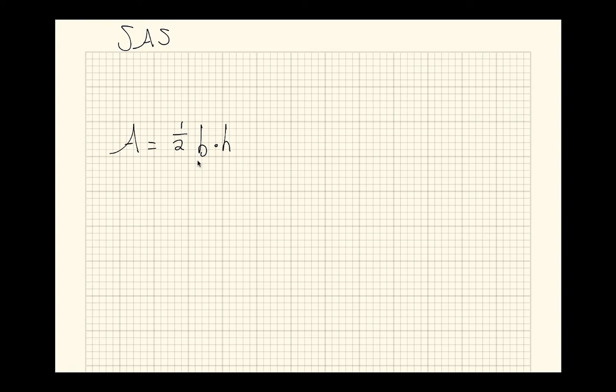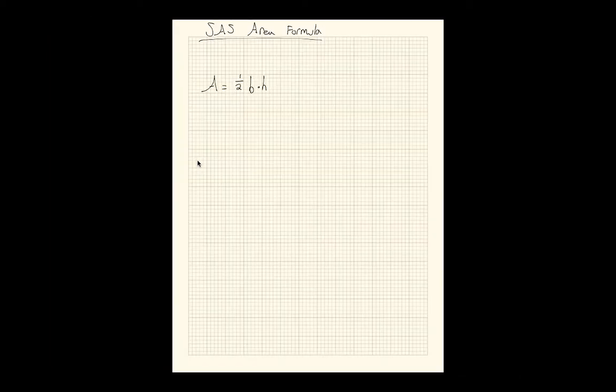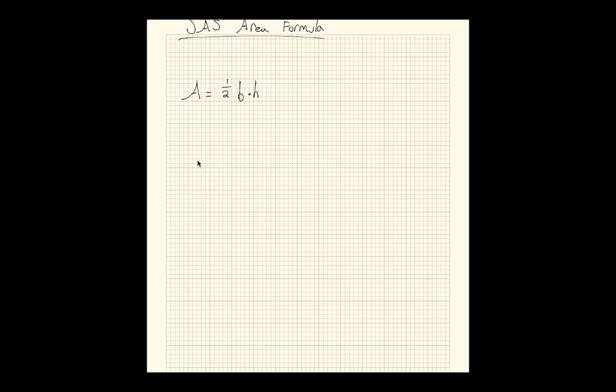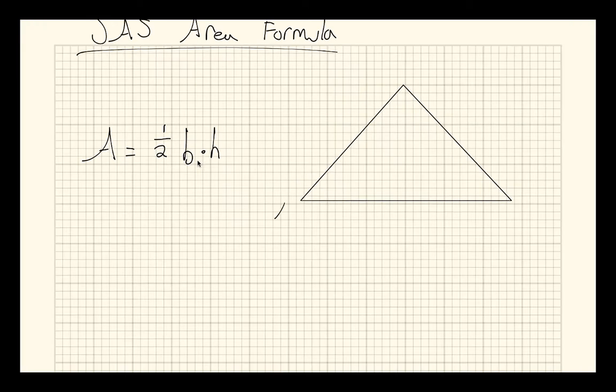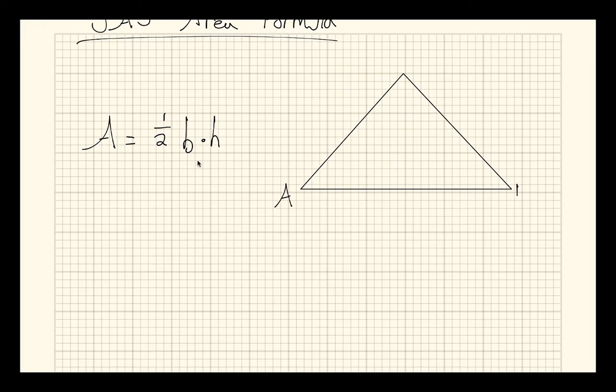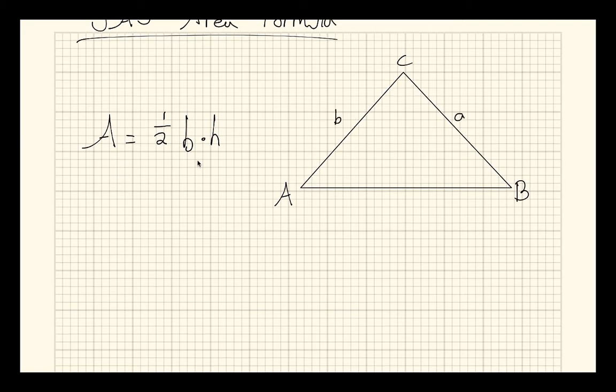So, side angle side area formula. That's what we're going to be going over. Okay, and we actually are going to prove it. I know we don't prove a ton of stuff, but sometimes it's nice to prove a couple things. So let's say we have a triangle. Call this A, B, C. We have little a, little b, little c. Here's the height.